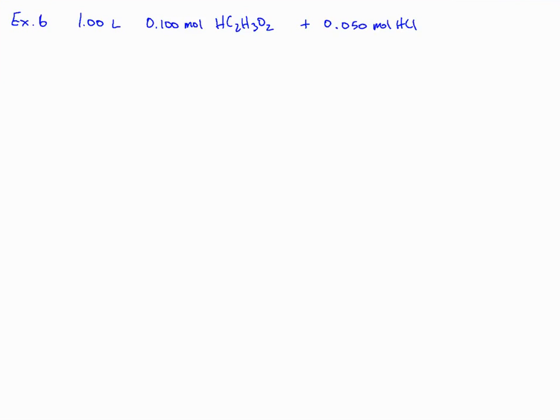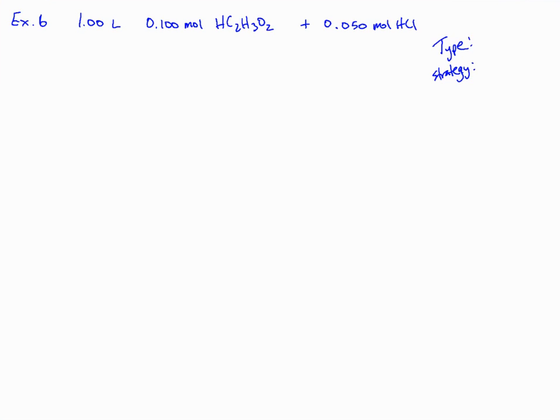So we're looking at example 6, and in this example you have a 1 liter solution, and you have 2 separate acids in it. You have 0.1 mole of acetic acid and 0.05 moles of hydrochloric acid. So when you're looking at this, again, let's figure out a type and strategy before we just dive into it. We can plan this out.